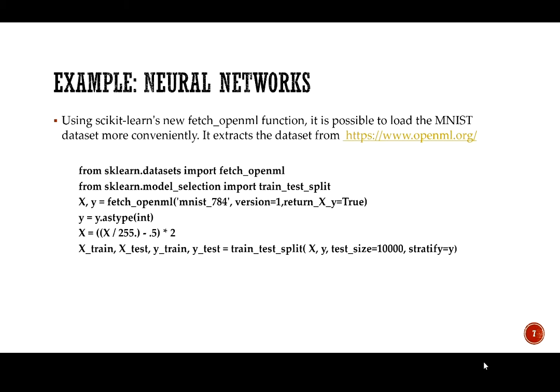Then we want to normalize x values. Originally, all x values are between 0 and 255. Now, with this line of code, we normalize them, the values between -1 and 1. So x divided by the maximum value minus 0.5 times 2. Now that x and y values are ready, then we can split them using the train_test_split. And here the test size is 10,000 observations.